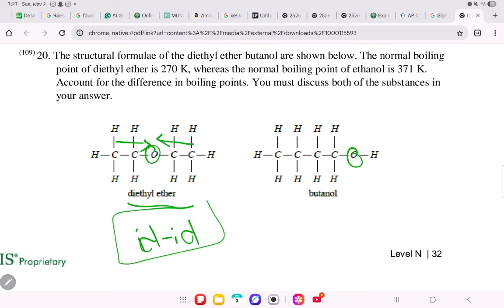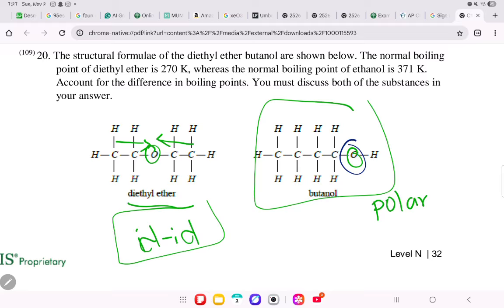Whatever they said in the answer key is a bit confusing. So it's going to be what? ID. Over here, it is polar. How do we know? Because it's not symmetrical. If it's polar, for sure it can react with the water, right? So it will form a hydrogen bond with the water. So definitely for sure, because it has oxygen, right?